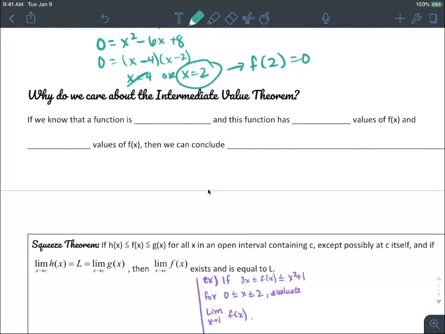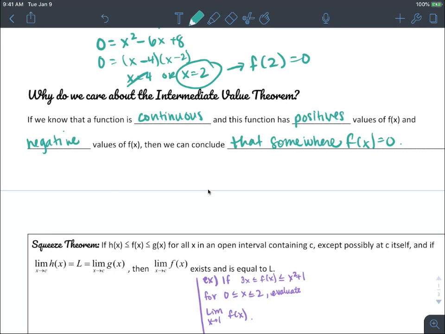So if the function is continuous, and this function has positive outputs and negative outputs, so it is above the x-axis and below the x-axis, then we can conclude that somewhere f of x is equal to 0. So it's like we have zeros somewhere.